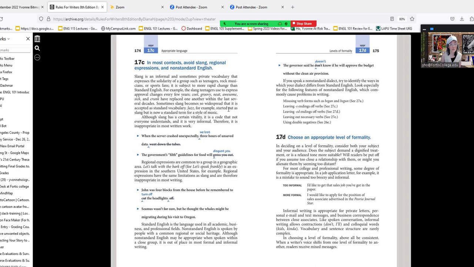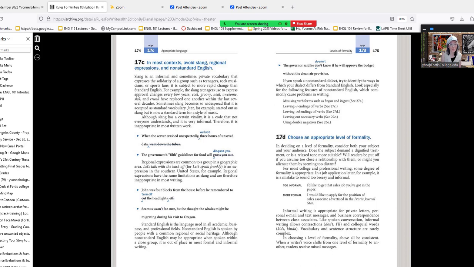Sometimes slang becomes so widespread that it is accepted as standard language, a standard vocabulary. Jazz, for example, started out as slang, but is now a standard term for a style of music. Although slang has a certain vitality, it is a code that not everyone understands, and it is very informal. Therefore, it is most inappropriate in most written work to use slang.